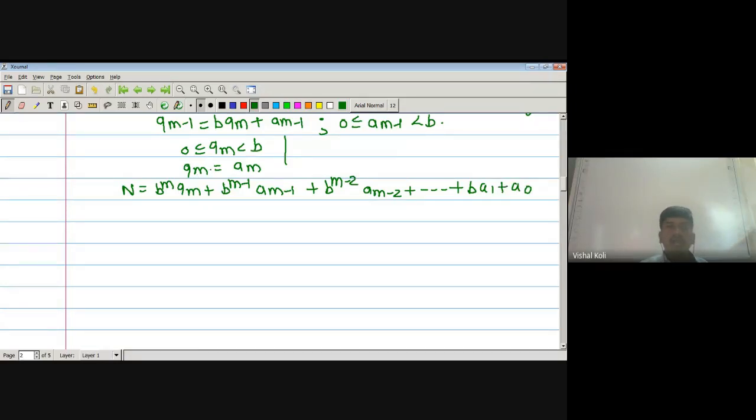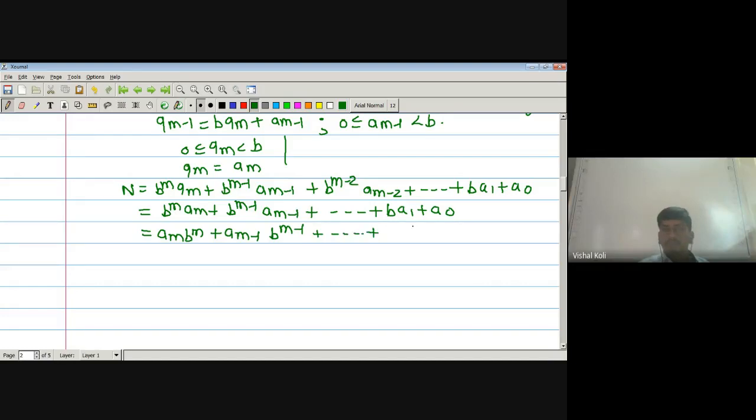But here we have taken the value of qm as am. So we just put qm equal to am in this n. Then we get b to the power m am plus b to the power m minus 1 am minus 1 plus and so on up to b into a1 plus a naught. That is, this can be written as am b to the power m plus am minus 1 b to the power m minus 1 plus and so on up to b a1 plus a naught, and this one is the n.